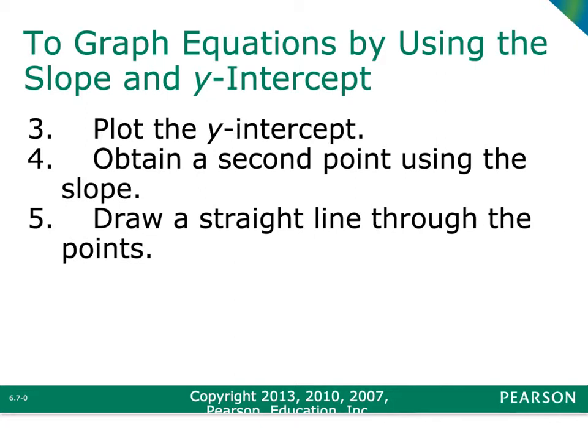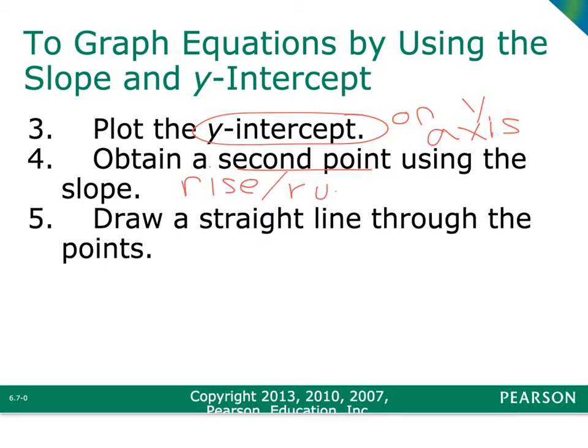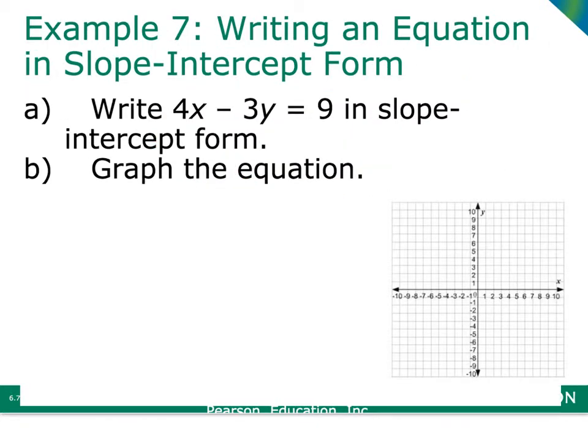Once you have those picked out, you are then going to plot the y-intercept on the y-axis. This is going to be the first dot that goes on your line. You're going to get a second dot on your line by using the slope, which is the rise over the run, or the vertical change over the horizontal change. Once you have 2 points on the graph, draw a line through the points and you have graphed the equation. For example, if I gave you the equation 4x minus 3y equals 9, and I asked you to write that in slope-intercept form, I am asking you to solve for y.